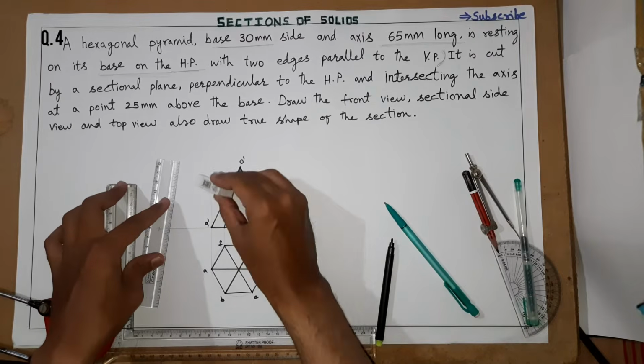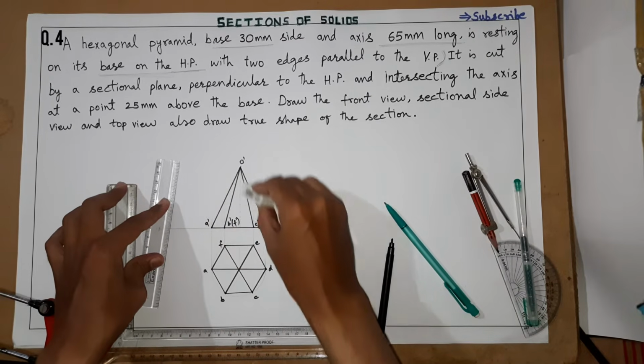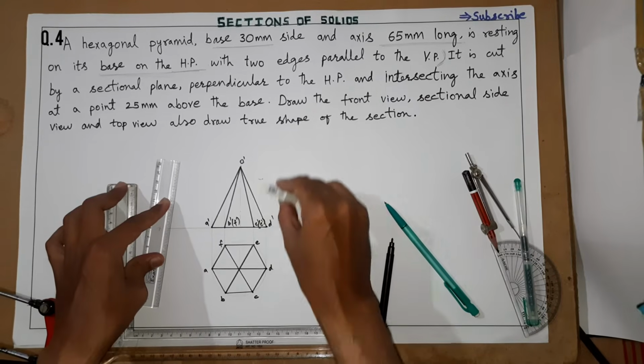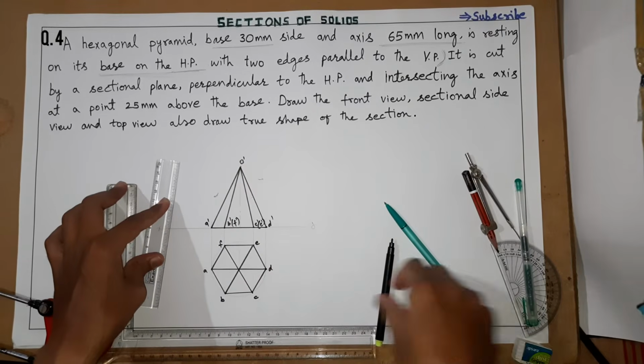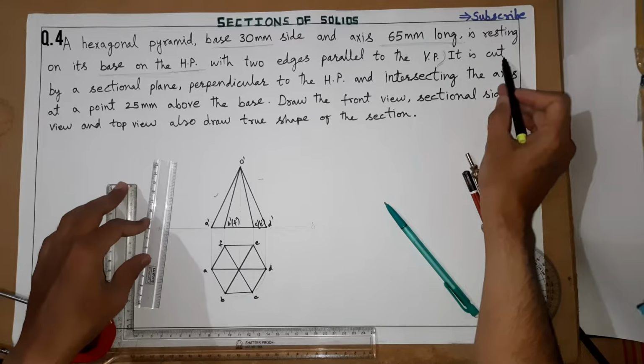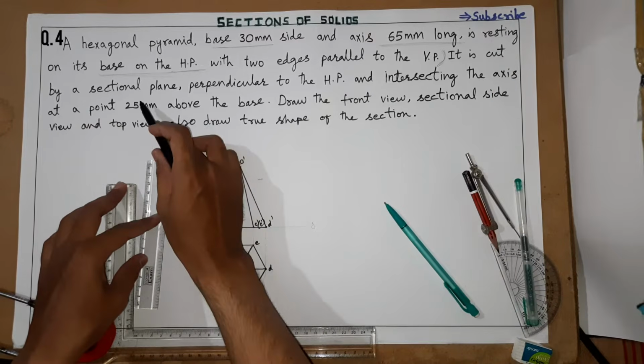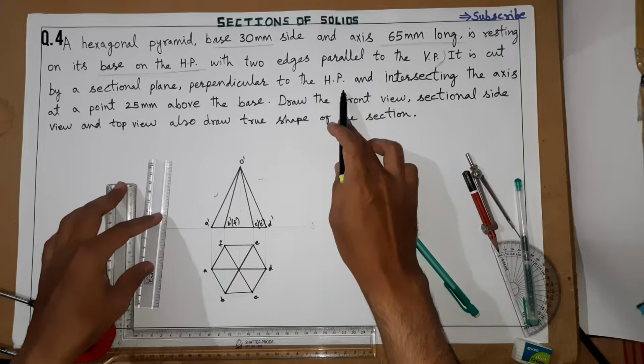What we need to do is concentrate on the rest of the part of the question. Let us see what is written here. It is cut by a sectional plane. Section plane means cutting plane perpendicular to HP.